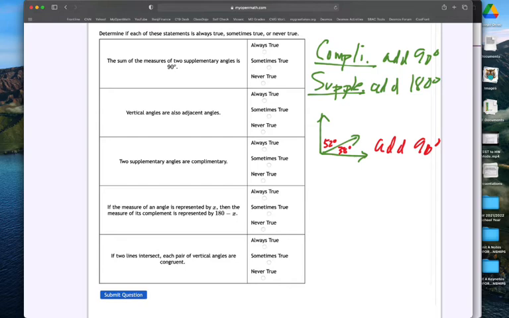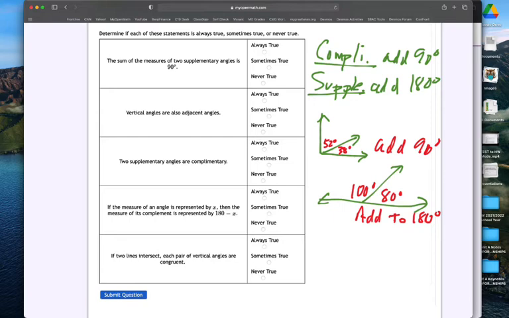Supplementary angles, a lot of times a picture might look like this, where maybe this angle is 80 degrees and this angle is 100 degrees. Once again, those add to 180, so that makes those two angles supplementary angles. Sometimes we also refer to them as a linear pair because those two angles are right next to each other on a line.